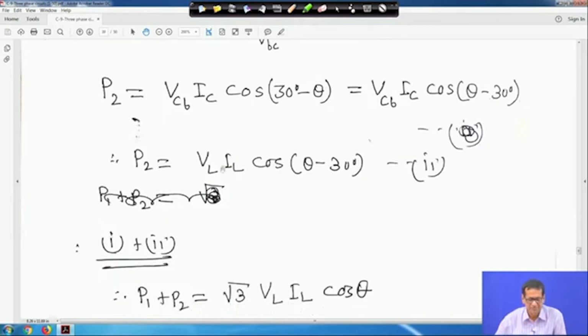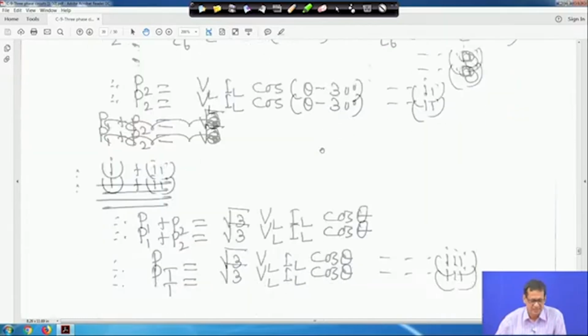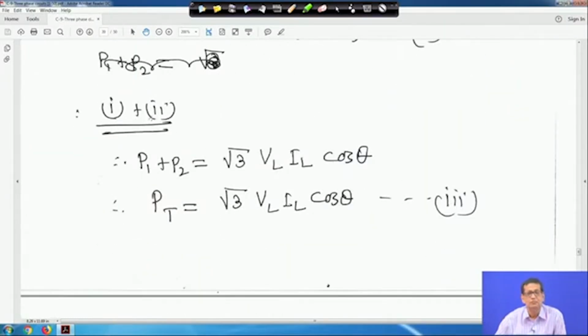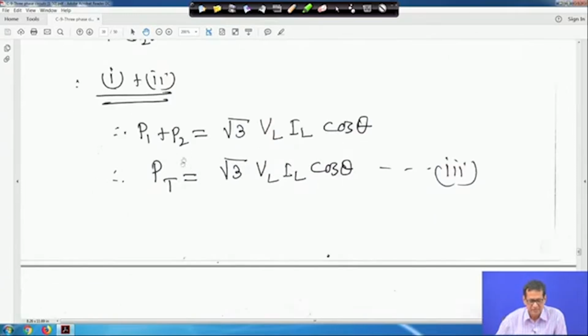Or we can write P2 is equal to, it is a magnitude only, line to line voltage. So, VCB is equal to VL, so P2 is equal to VL IL cos(theta minus 30 degree), this is equation 2. Then total wattmeter reading, add equation 1 and 2. If you do so, P1 plus P2, and simplify, you will see it will become root 3 VL IL cos theta, and that means PT, the total power. So, it will be root 3 VL IL cos theta. This is your equation 3.